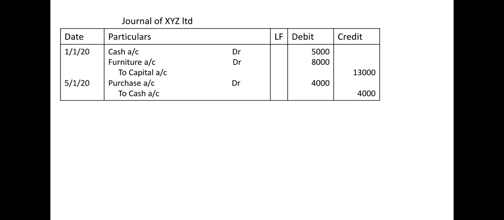One more thing, students: you can see that in the question, the cash account comes twice. In the first journal entry, the cash account is debited, but in the second journal entry, there is again a cash account, and this time it is credited. So the cash account is repeated twice. Other accounts are not repeated, like furniture, capital, purchase. They come only once, but the cash account is repeated. So if any account is repeated, students, you need not prepare two different accounts for cash.